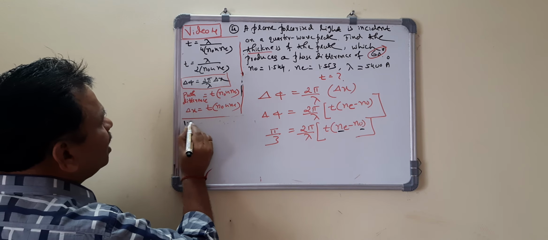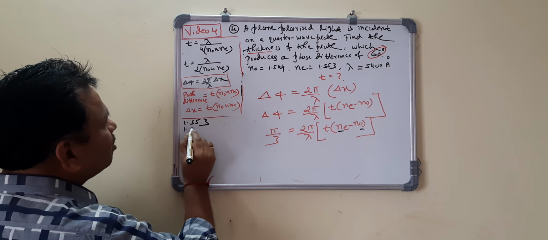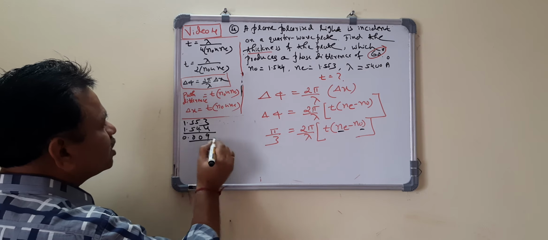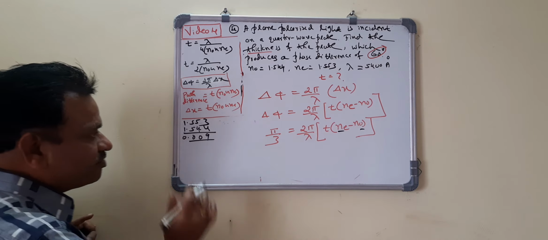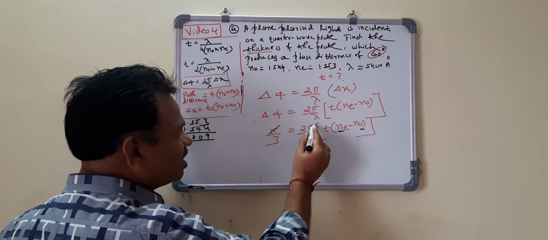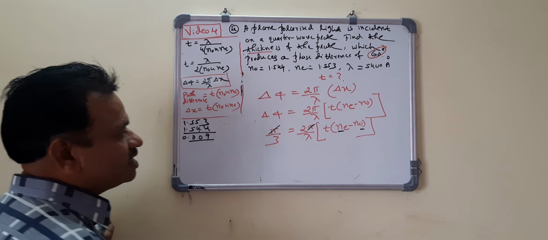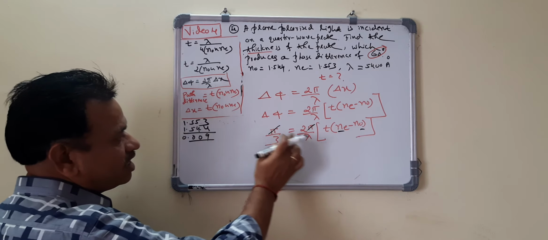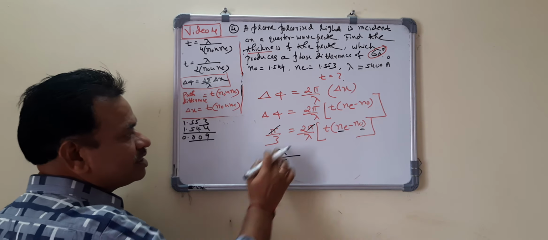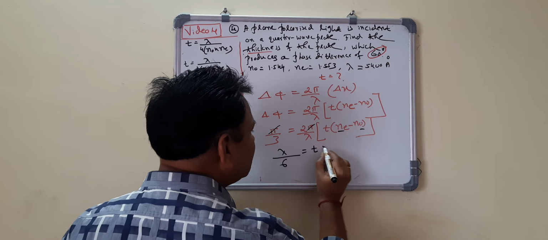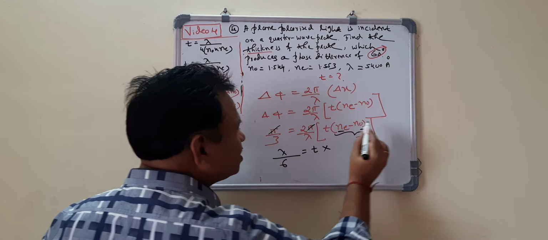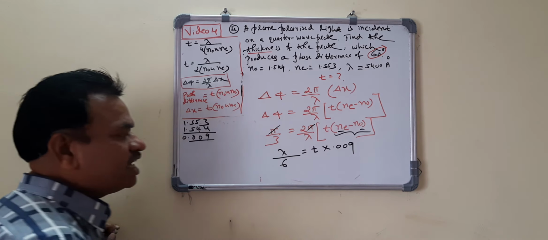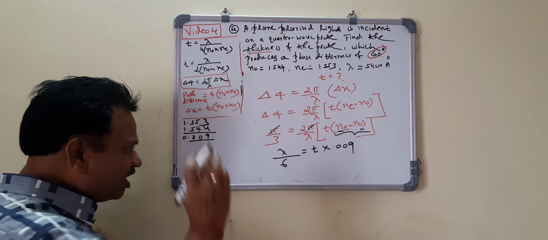NE is 1.553, NO is 1.544. The difference is 0.009. Which factor gets cancelled? This pi gets cancelled. Then can I write lambda divided by 6? Lambda here, 2 here, 3 into 2 is 6, equal to T into the difference NE minus NO, equal to 0.009.